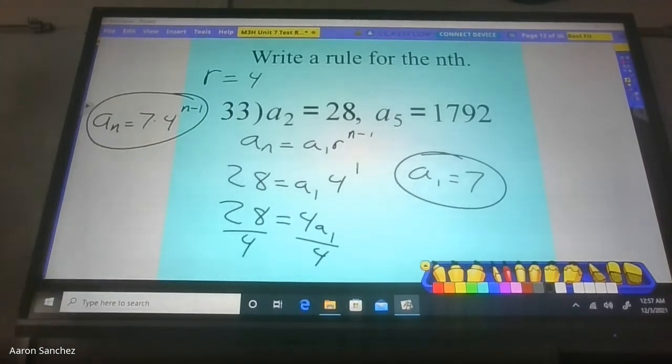And to check it, you plug in 5. 5 minus 1 is 4. 4 times 4 is 16. Times 4 is 64. What's 4 to the 4th power? And then multiply that by 7. You should get 1792. All right.